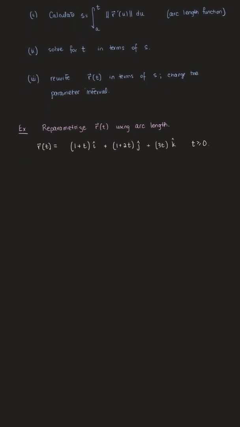Here is a line in space. r of t is (1 plus t) i plus (1 plus 2t) j plus 3t k. Now, we're going to follow the steps that I wrote down above. I would like to parametrize this in terms of the arc length. So the first thing we're going to do is write our arc length function, which will be the integral from 0 to t, since our t is starting at 0, of the magnitude of r prime of u du.